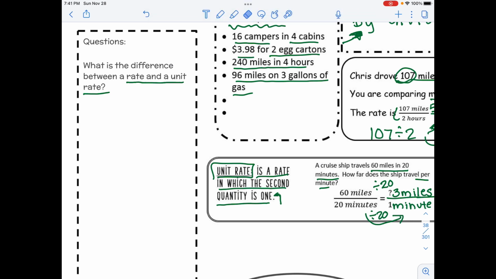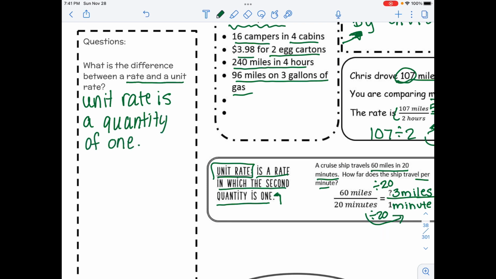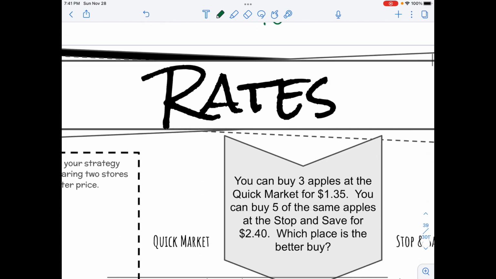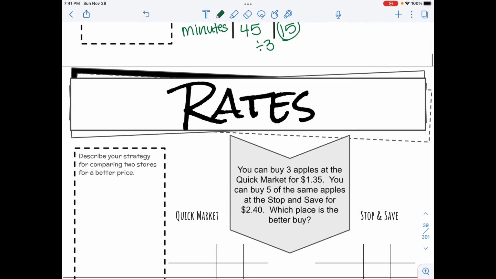Well, a unit rate is a quantity of one. So hence the word unit. So when you hear a unit rate, it means a quantity of one. Unit and one. All right, moving on to the next page.